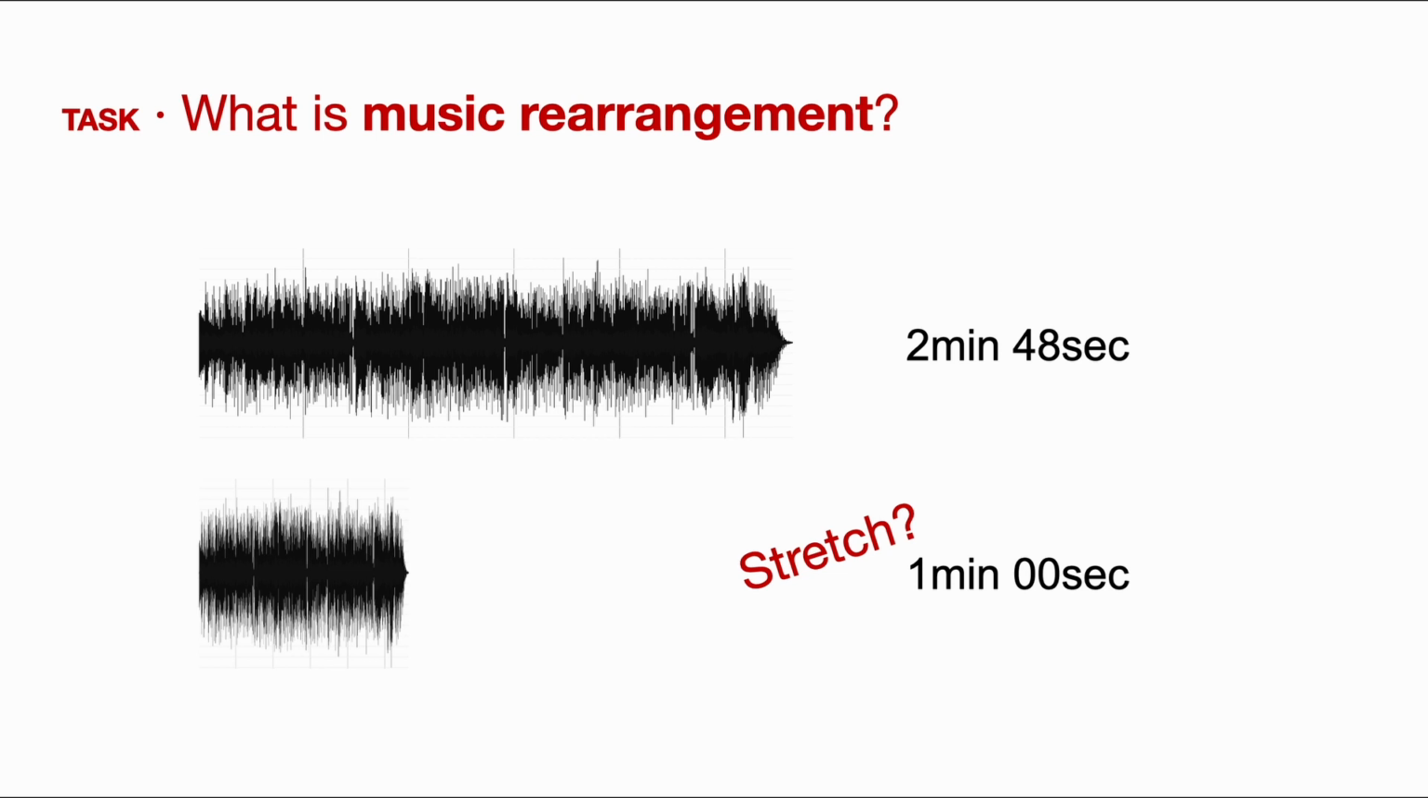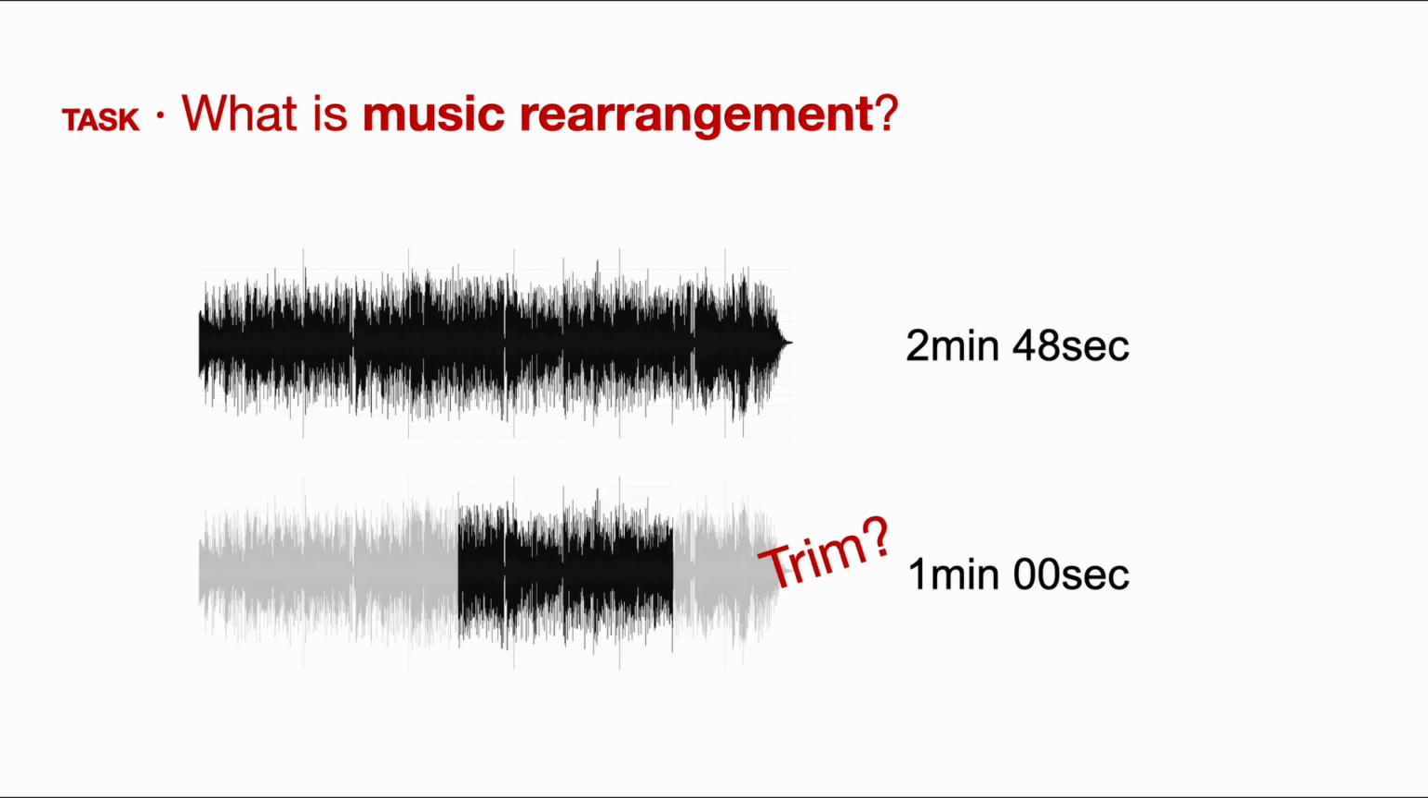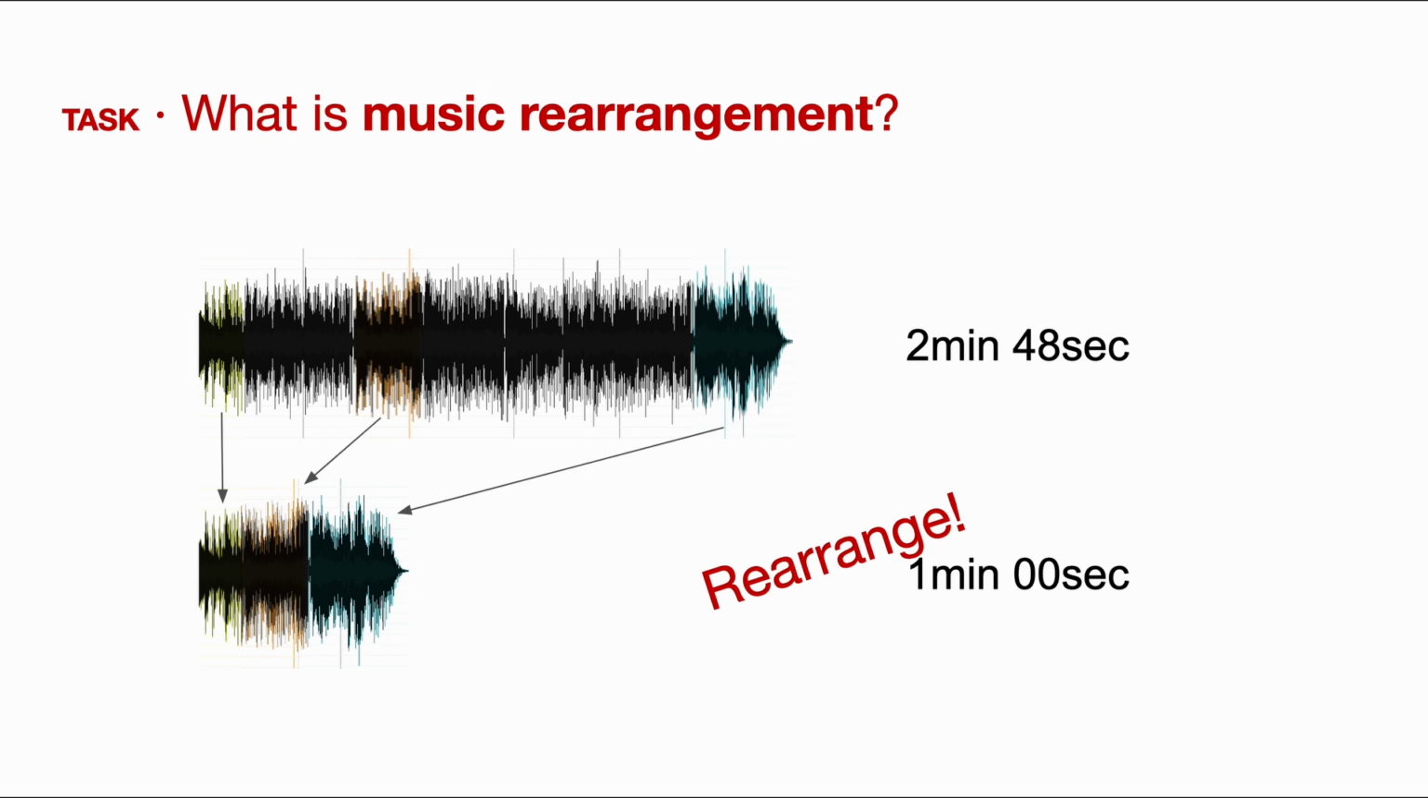So how do we go about this? We could stretch the audio, but that means we're almost tripling the tempo of the song, which won't necessarily sound natural. We could instead trim the song, but then we would have an abrupt start and ending. So what is very commonly done is rearranging, taking parts of it, shuffling them around, and then creating a new song out of them. But this is a time-consuming process that needs to be done by a music engineer.